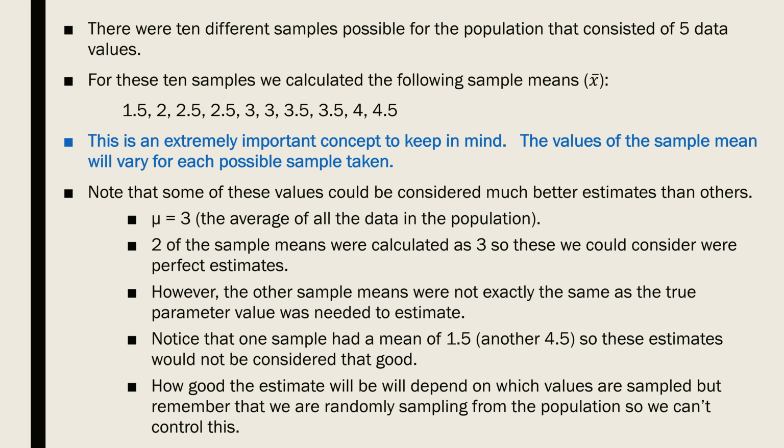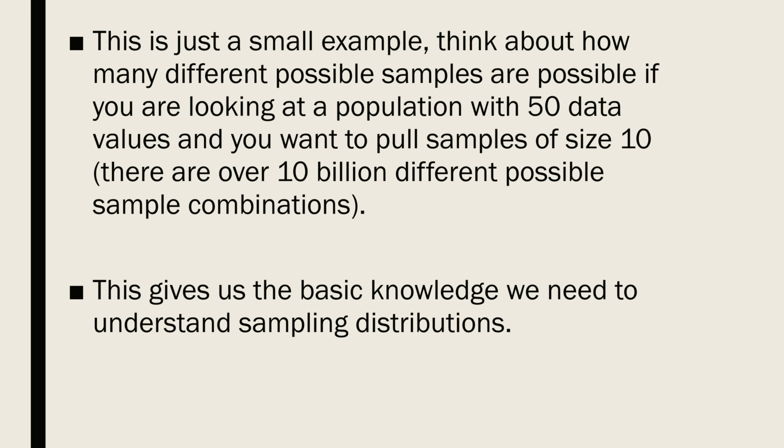How good the estimate will be will depend on which values are sampled, but remember that we are randomly sampling from the population, so we cannot control this. This is just a small example. Think about how many different samples are possible if you are looking at a population with 50 data values and you want to pull a sample of size 10. There are over 10 billion different possible sample combinations. This gives us the basic knowledge we need to understand sampling distributions.